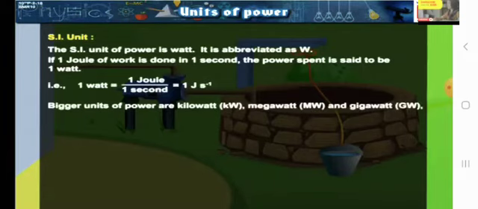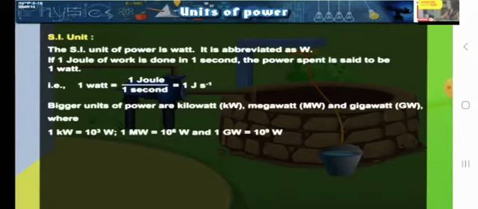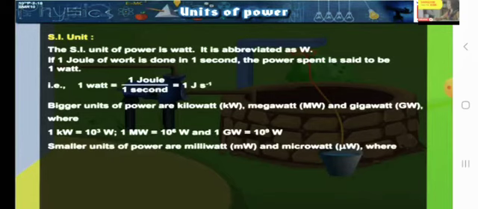Bigger units of power are kilowatt, megawatt, and gigawatt, where 1 kilowatt is equal to 10^3 watt, 1 megawatt is equal to 10^6 watt, and 1 gigawatt is equal to 10^9 watt. Smaller units of power are milliwatt and microwatt, where 1 milliwatt is equal to 10^-3 watt and 1 microwatt is equal to 10^-6 watt.